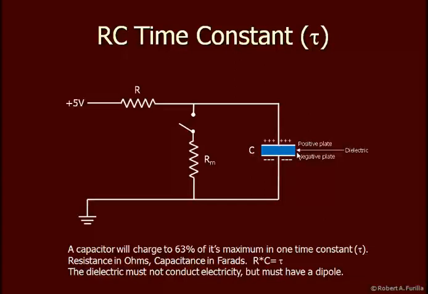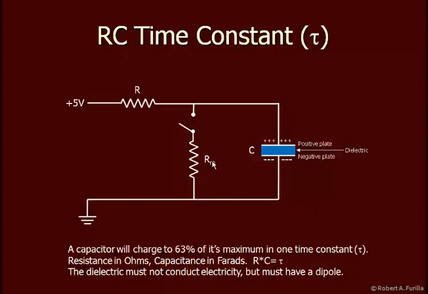At the same time, the dielectric must have a dipole. Otherwise, if this were totally nonpolar, the influence of the electrons on this side would have very little effect on the electrons on this side. But because there's a dipole in here, the negative charge building up on this side pulls on the positive end of the dipole, swinging the negative end of the dipole up to this end, which then pushes electrons off.